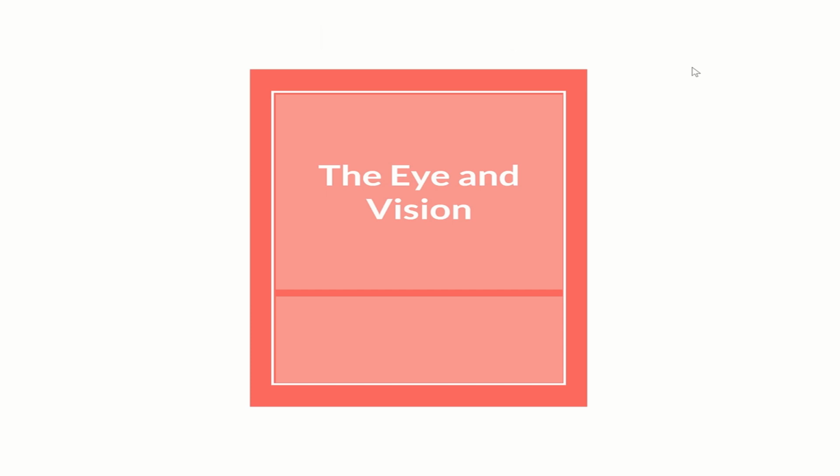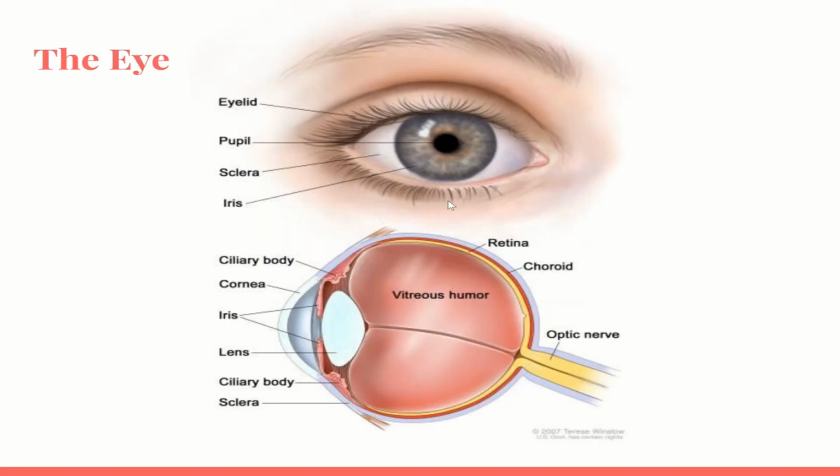All right, so we're going to talk about the eye and our sense of vision. There is just a single type of receptor in the eye, and it is the photoreceptor. But we have a couple of types of photoreceptors in our eyes. We have rods and we have cones. And we're going to talk a little bit about how those function in just a second.